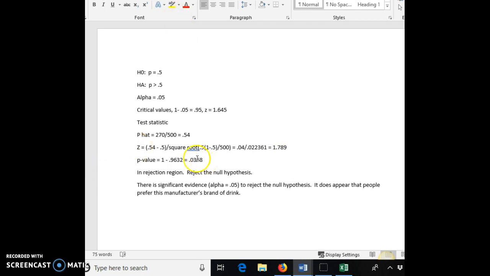And we get 0.0368. Now, remember, when doing a p-value test, we have to compare that to alpha, and it is smaller than alpha, which means we still reject the null hypothesis. All right, and then here, instead of saying alpha equal 0.05, we would say there is significant evidence, and we would change this to the p-value, which is a little stronger. 0.0368, and of course the result is exactly the same.